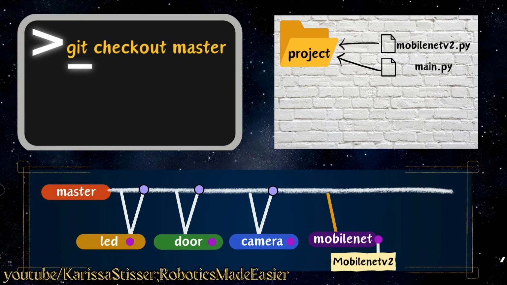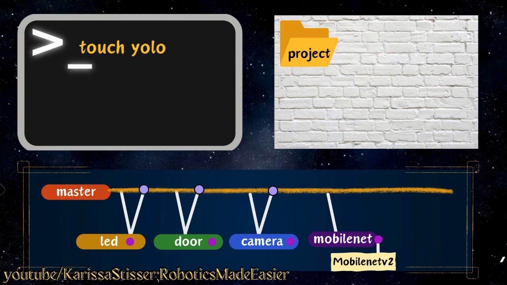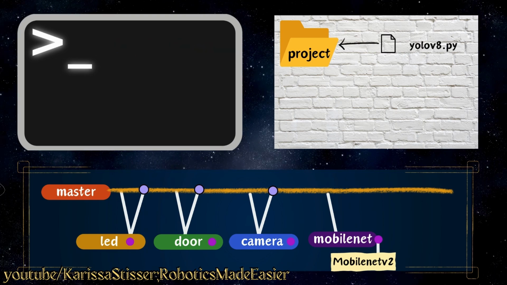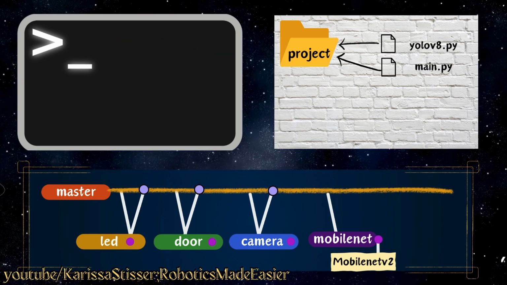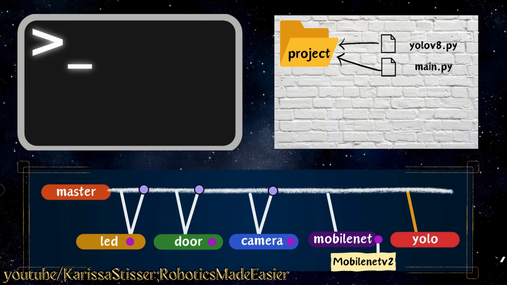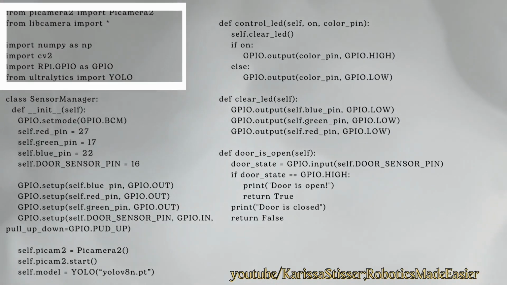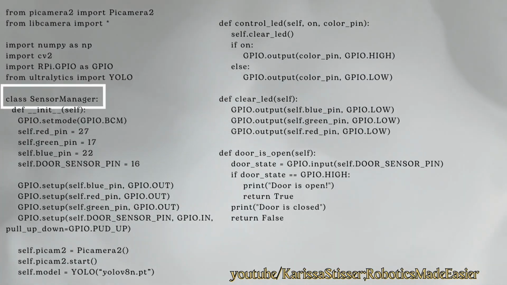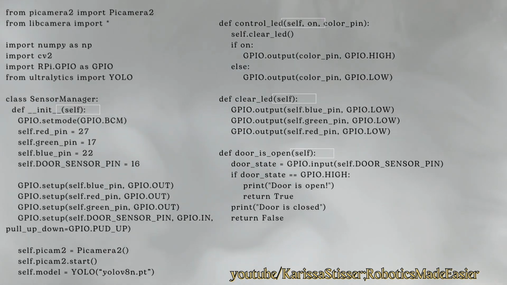Let's check out master, we'll go to our previous state, we'll create a YoloV8 file and a main.py file, and we'll go ahead and check out a new Yolo branch. Let's import libraries, and then we create a sensor manager object, kind of like camera manager, but now we're managing all of the sensors. And we have functions all over the place, but you'll notice these are all member functions, as you see the self being passed through, which is a reference to the sensor manager itself.